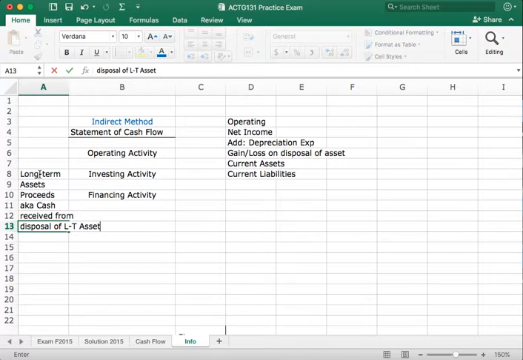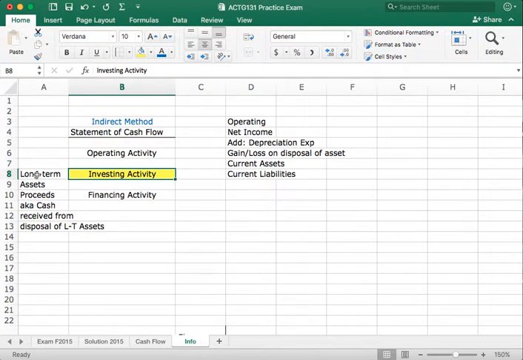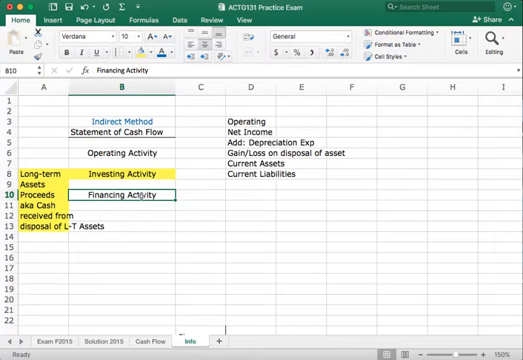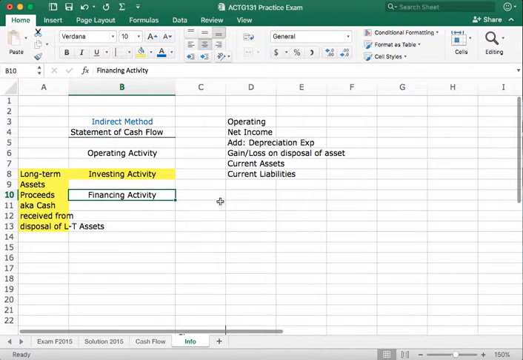So this is all investing. So the investing activity is any purchase of long-term assets in addition to the proceeds. That's what you hear it called in the real world, also known as the cash received from the disposal of long-term assets. Our final piece of activity is the financing activity.